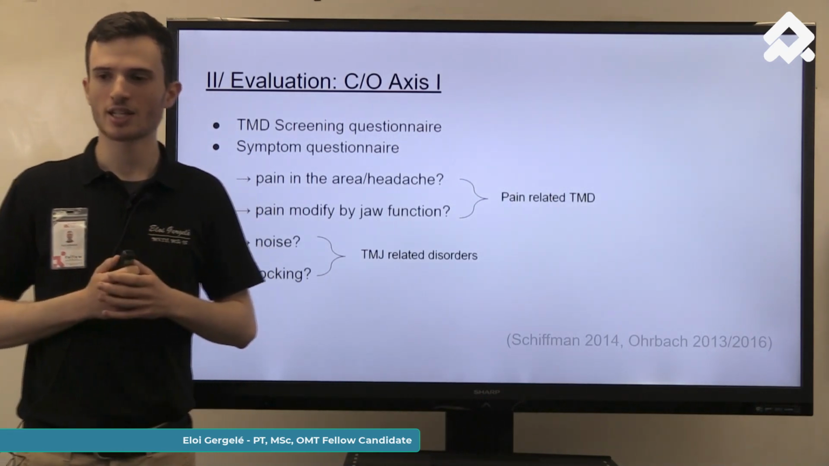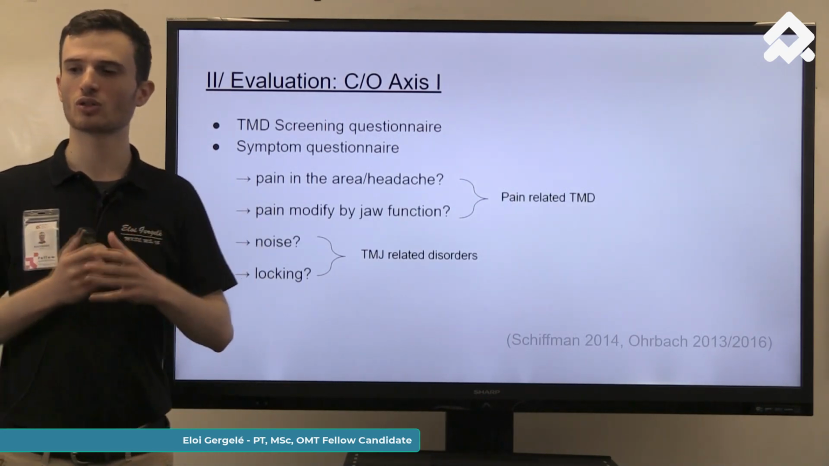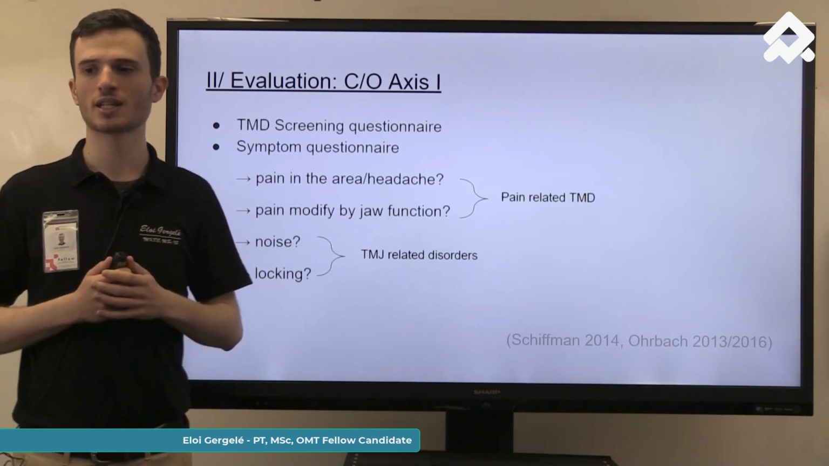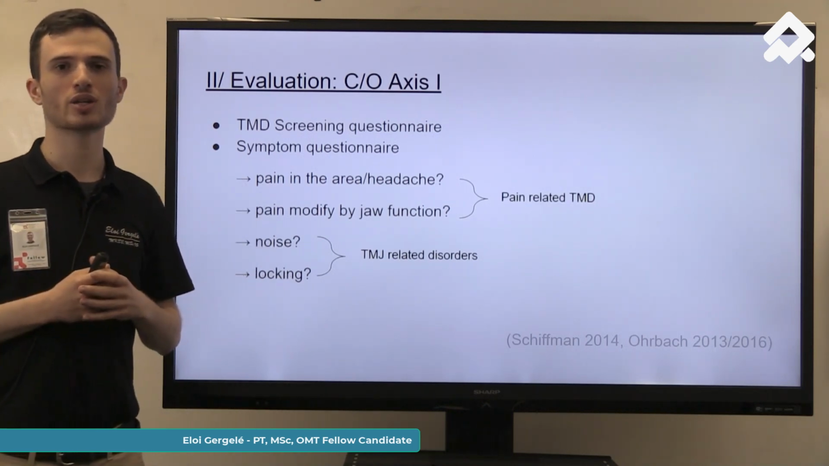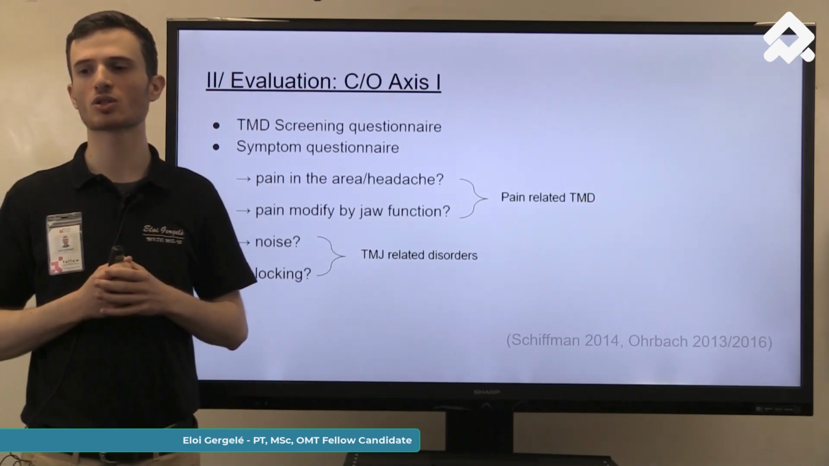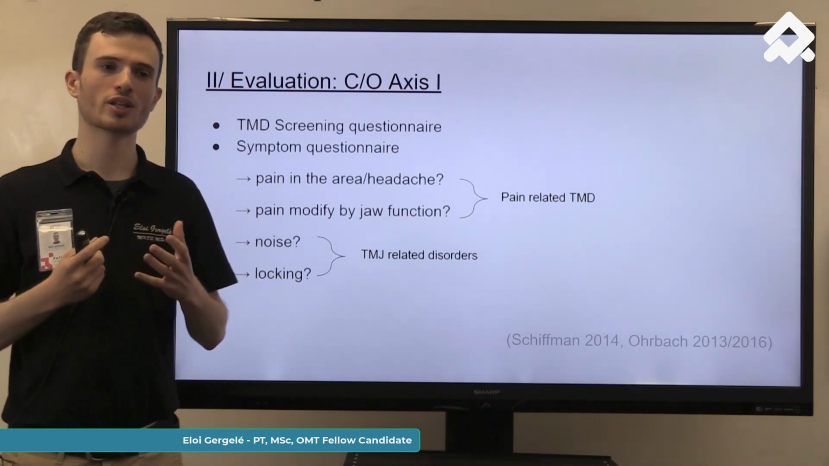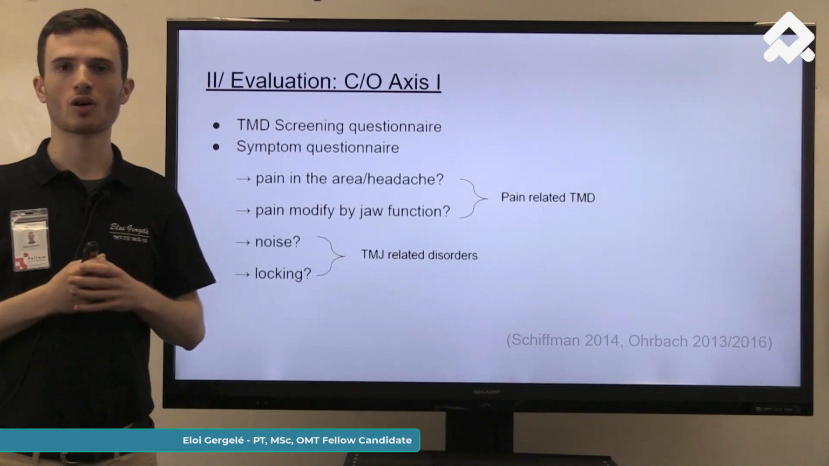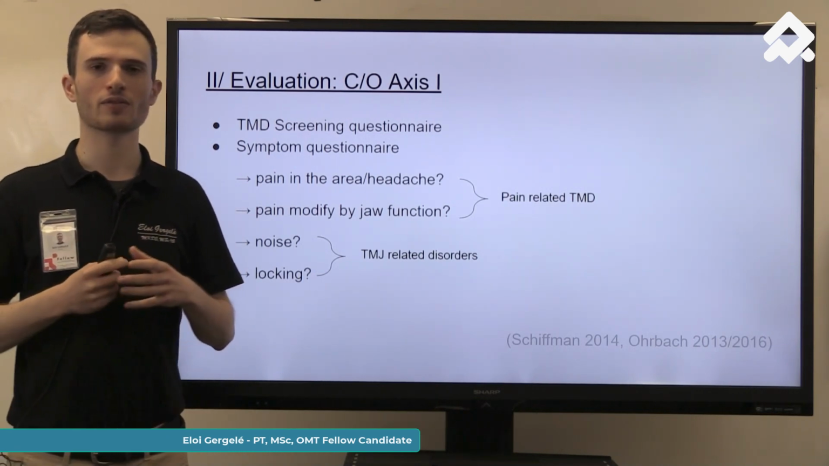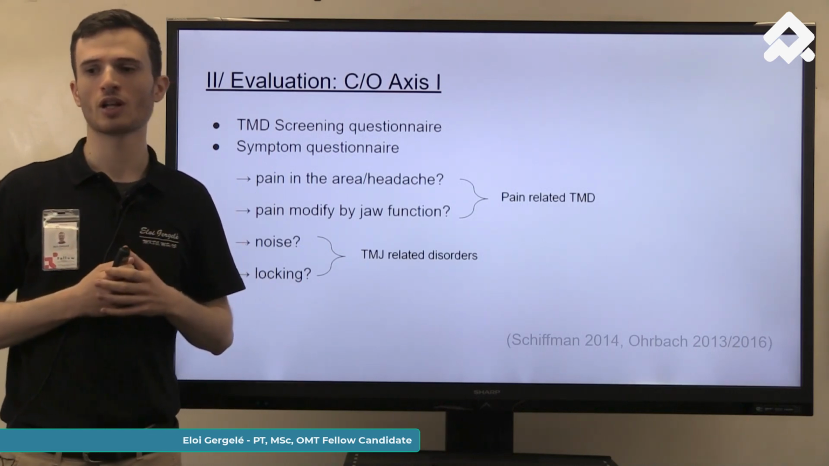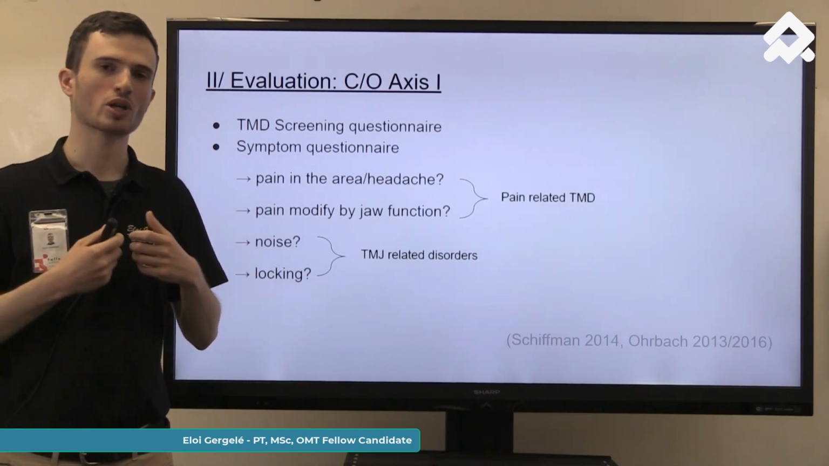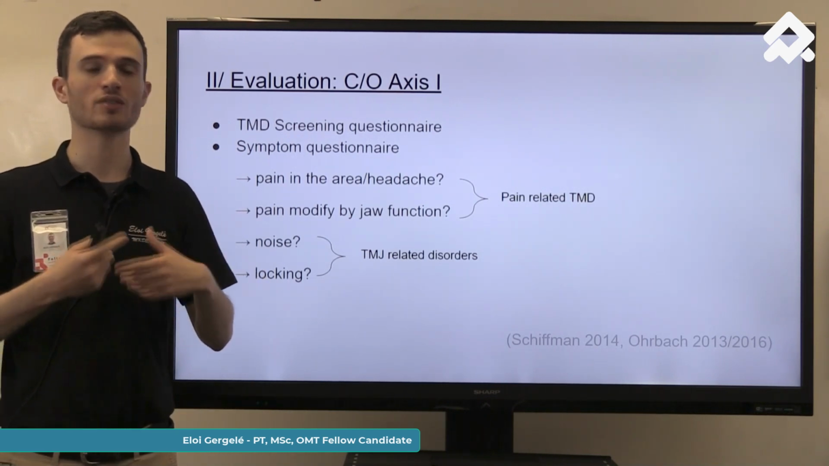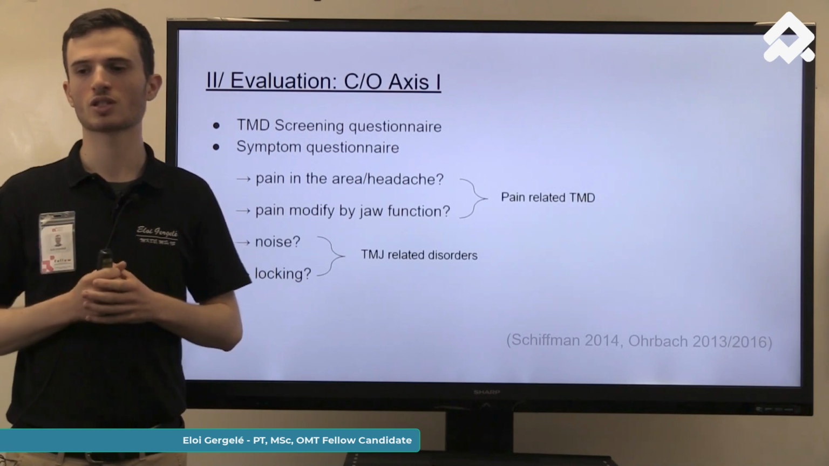So then, still in the complaints observation, we are going to look at axis 1, so the biomedical diagnosis. We have two questionnaires that we can use. The first one is TMD screening questionnaire. It's a short questionnaire that you can send to your patient in order to screen for TMD symptoms. And if the patient is above the cutoff, you can consider that the patient probably has a TMD, so you can investigate more on this topic.